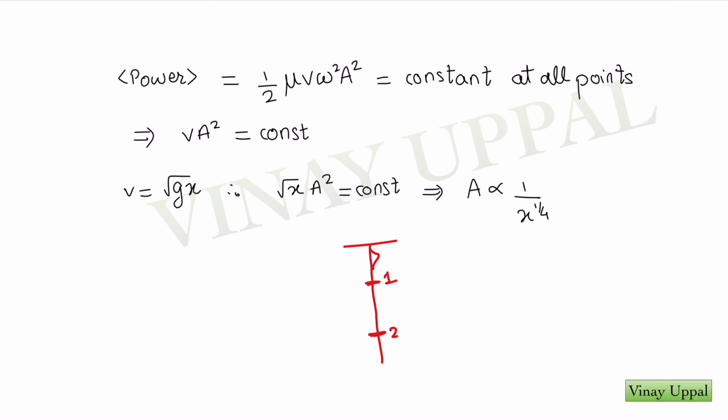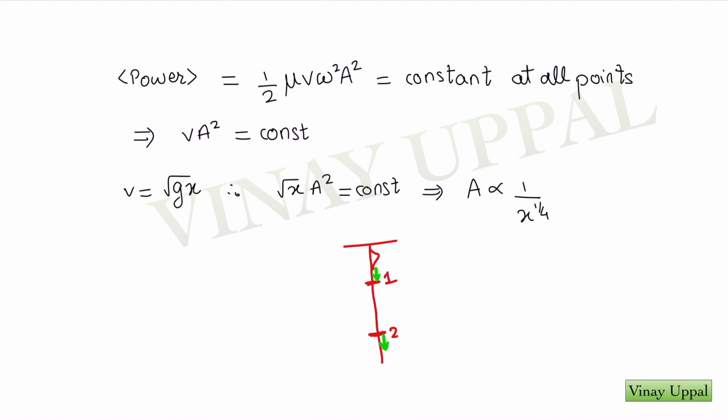And so, the energy input at point 1 in one time period should be the energy output at point 2 in one time period. And therefore, the average power at 1 and 2 should also be the same. So basically, average power transmitted at any point in the string must be a constant.